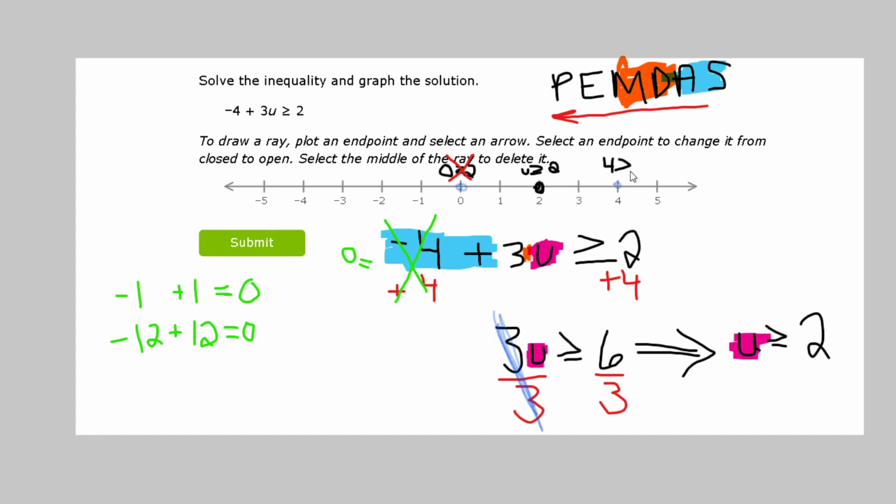4 greater than or equal to 2. This works. So what this means is everything to the right side of this dot here is going to work. So that's the way our arrow is going to go. So if you're not sure how to decide which way the arrow should go, try plugging in a point from each side of the dot.